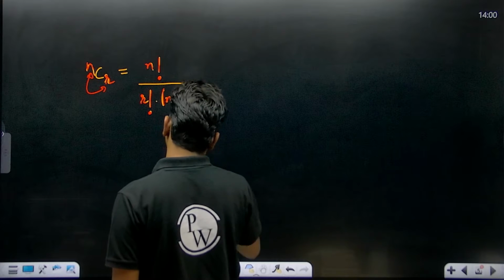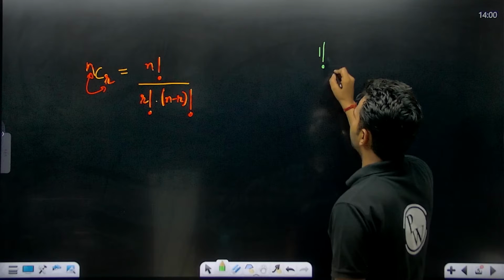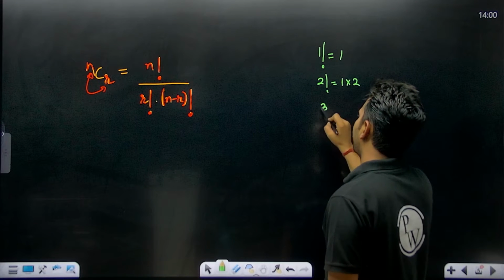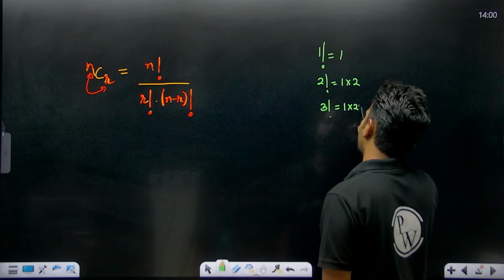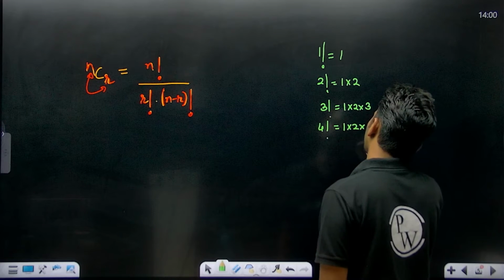I hope you know what exactly a factorial is. We have already discussed this. 1 factorial is nothing but 1. 2 factorial is nothing but 1 into 2. 3 factorial is nothing but 1 into 2 into 3. 4 factorial is nothing but 1 into 2 into 3 into 4.